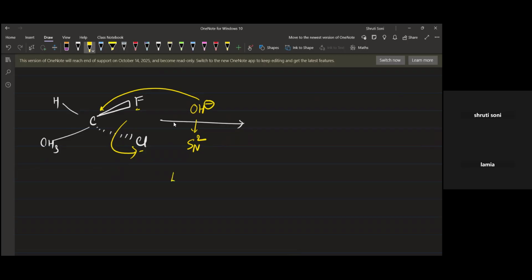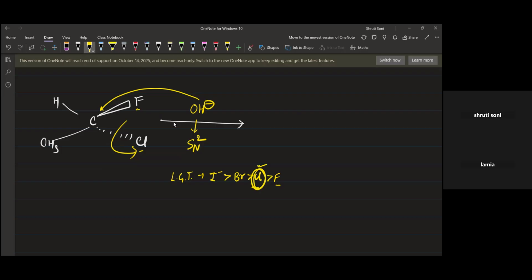So leaving group tendency means which group leaves firstly if we are talking about halides. So iodine has more leaving group tendency than bromine, then chlorine, and then fluorine. So between chlorine and fluorine, chlorine has more leaving group tendency, so it removes easily.